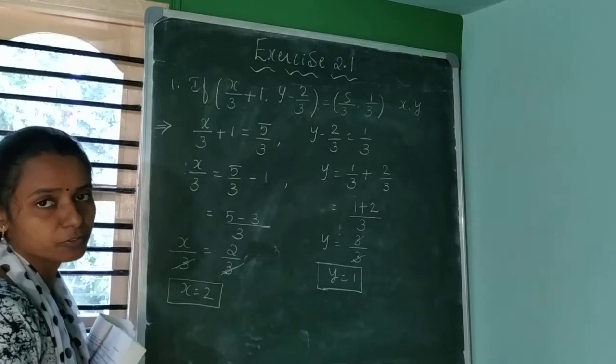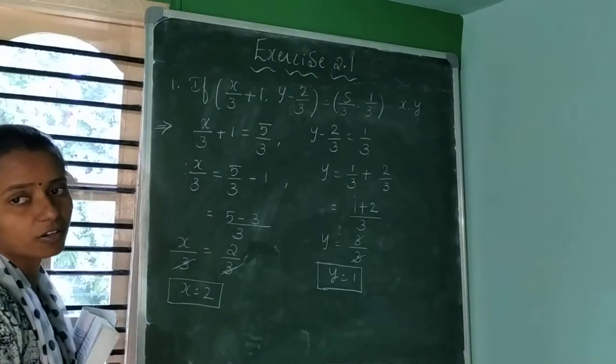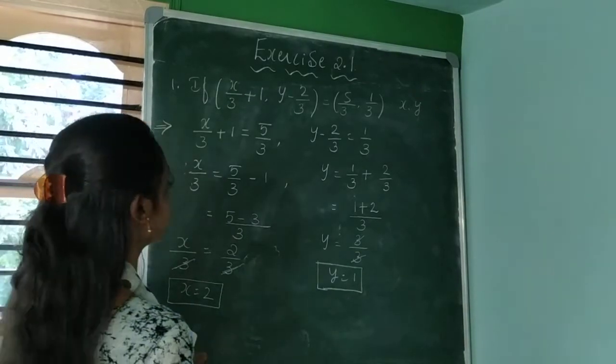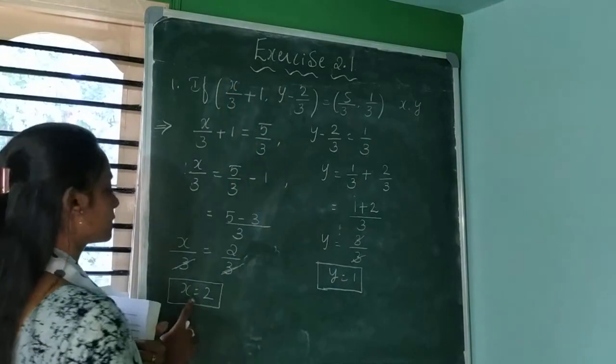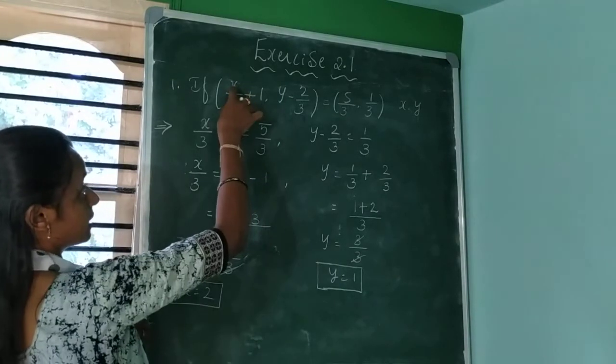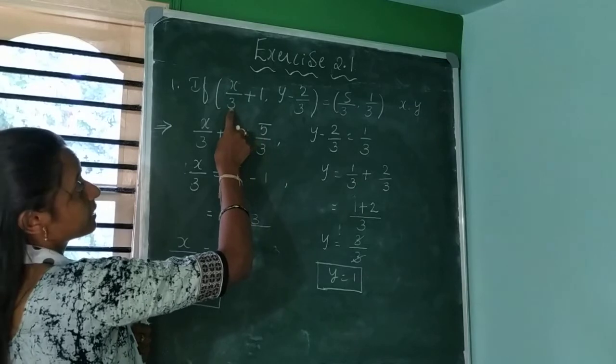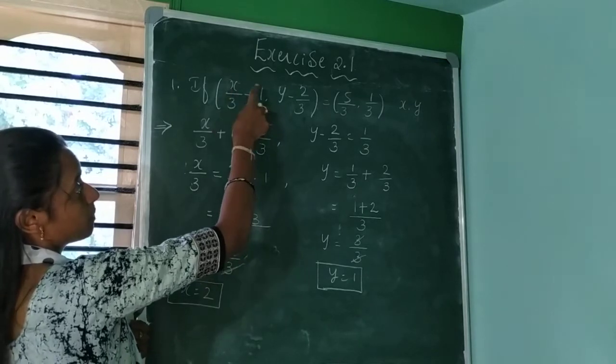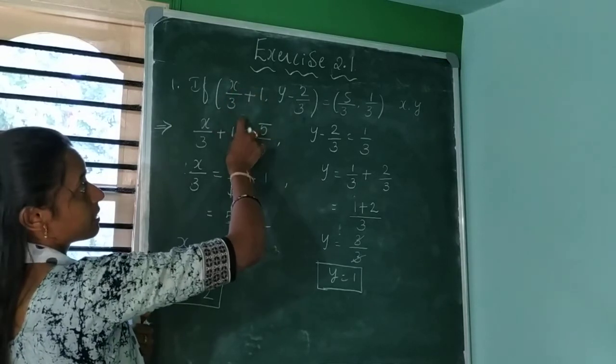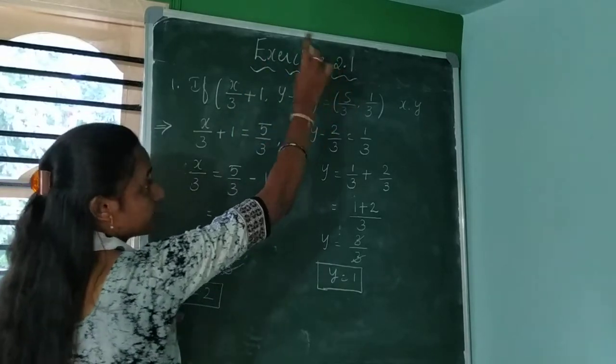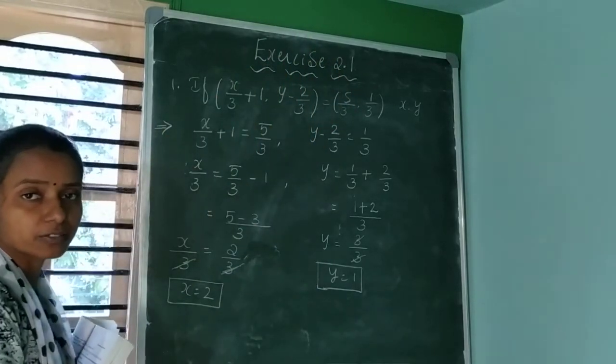If you get confused whether this answer is right or wrong, you just cross verify. In the place of x, you just replace x by 2. That is 2/3. Take 3 as the LCM. It will be 2 plus 3 is 5, so 5/3. Therefore, you will get the answer 5/3. Hence, your x value is right.